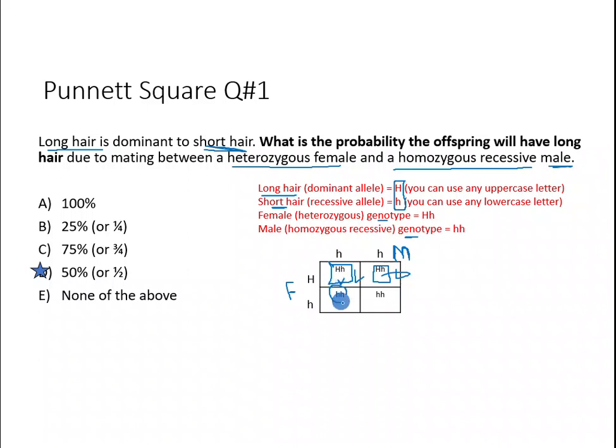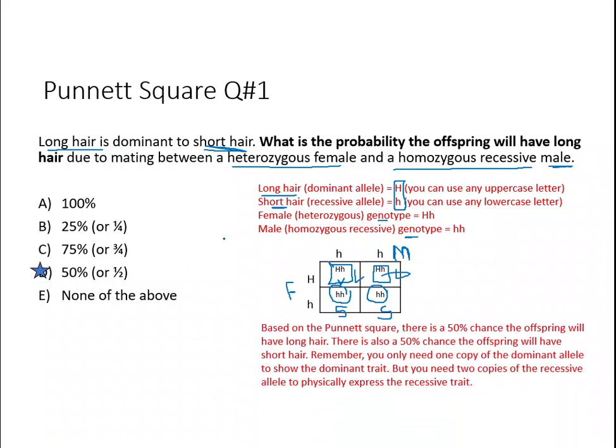Now, for these two, we have two copies of the recessive allele. Remember, if we have two copies of the recessive allele, then that trait will be expressed. So here we're going to have short hair and short hair. So of course, the chance of the offspring having long hair will be 50%.